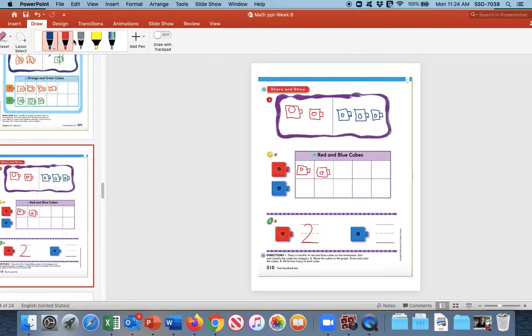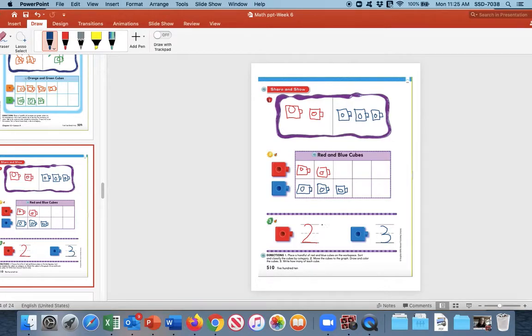Put down your red crayon, pick up your blue crayon. How many do we have? 1, 2, 3. And you can cross and count if you want. Go ahead and draw the 3 blue cubes. And then write the number 3 down here. And it says write how many. So looking at this, we can see that we have 2 red cubes and 3 blue cubes.